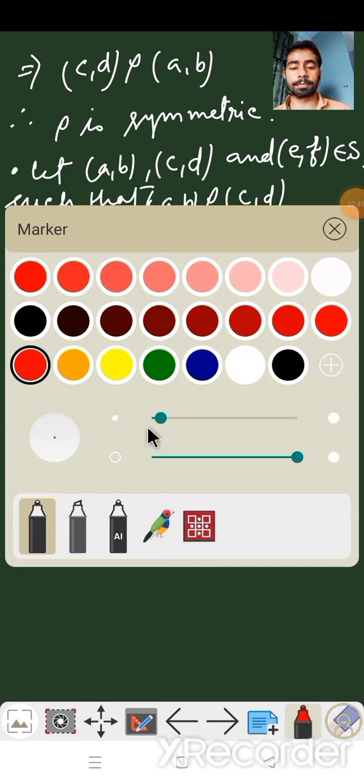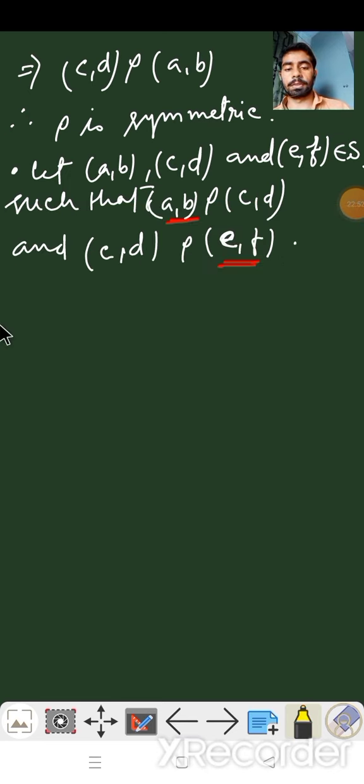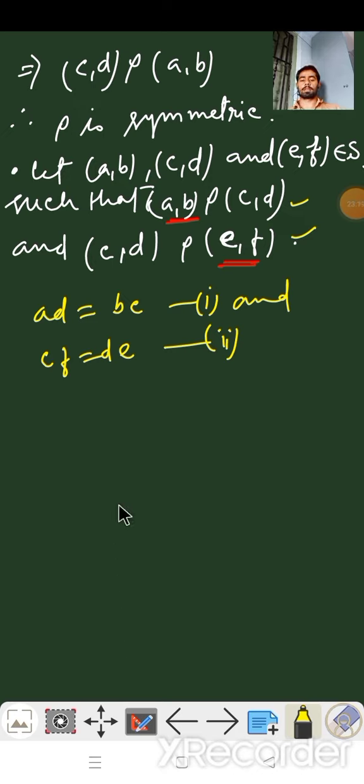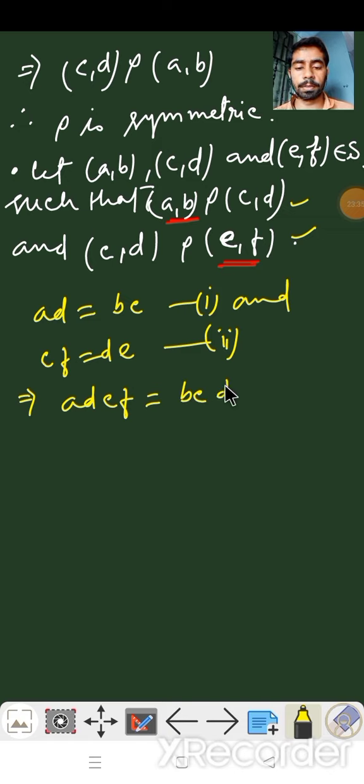Now by the definition of rho, we have assumed these two, and by the definition of rho we can write it as AD equals BC, this is number 1, and CF equals DE, this is number 2, and multiplying the left hand and right hand side of both equations 1 and 2, we have ADCF equals BCDE.